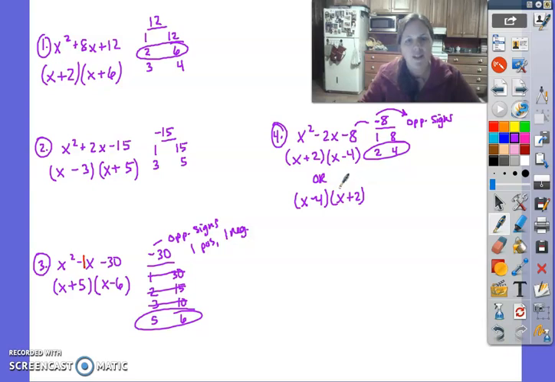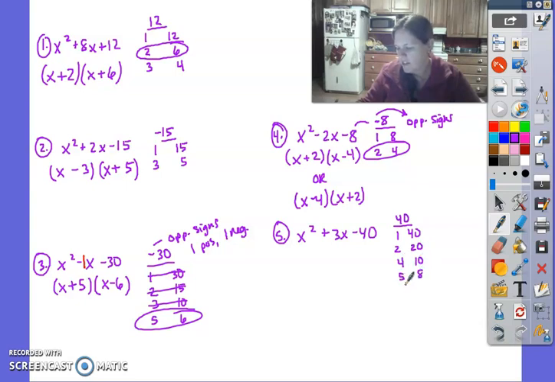Okay? Let's do one more for good measure. X squared plus 3x minus 40. Hit the pause, see if you can write out the factors yourself. 1 and 40, 2 and 20. I mean it, hit pause. Now that you've unpaused, 3 doesn't go in, 4 does, 5 does, not 6, not 7, and there's no other numbers in between 5 and 8, so I can stop checking.